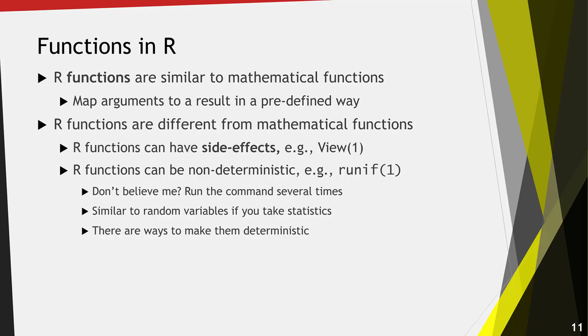Secondly, R functions can be non-deterministic. One example is the runif function. If you don't believe me, you can run this function from the command line several times. What I mean by non-deterministic is every time you run this function, you get a different value. This is unlike functions that you're familiar with in mathematics, in that it's not mapping a single value to a single predefined output value. It's much more like a random variable if you take statistics. I will say there are ways to make these functions deterministic, but by default, the runif function, which is a random number generator, is not deterministic.